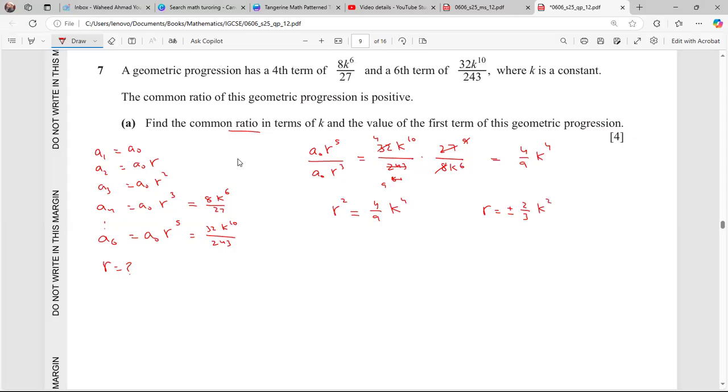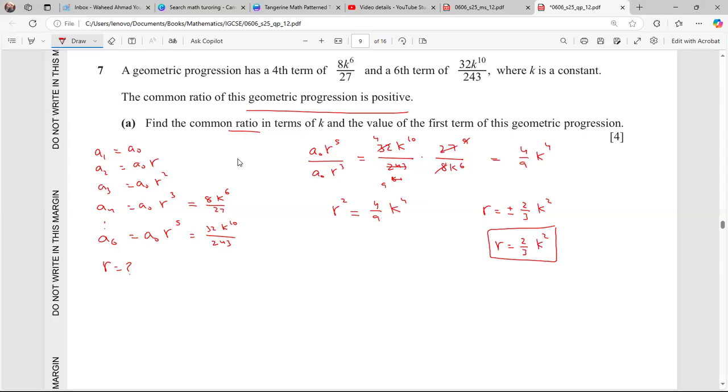But we are given that the common ratio is positive. So I will just take the positive value, and r is 2 by 3 k square. Okay, so this is the answer for part 1: find the common ratio in terms of k, and the value of the first term.